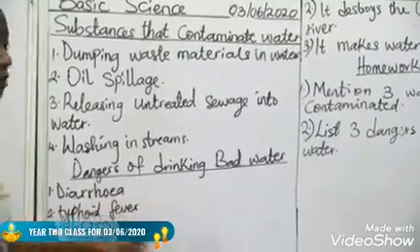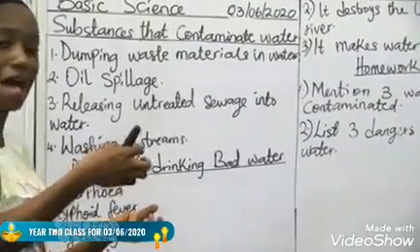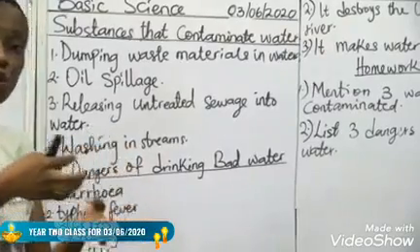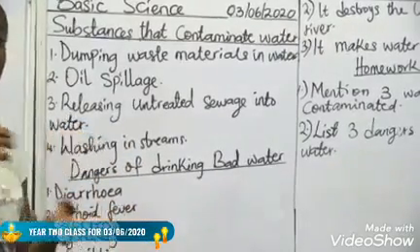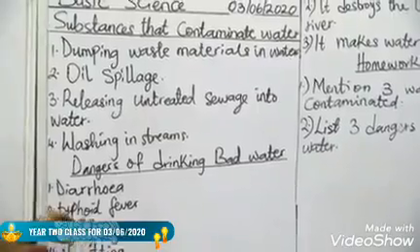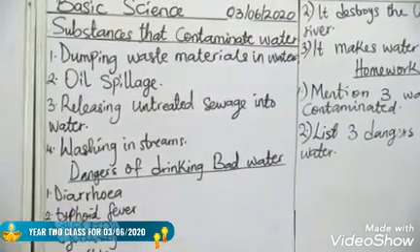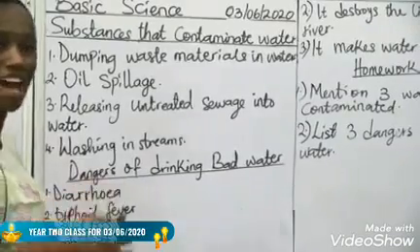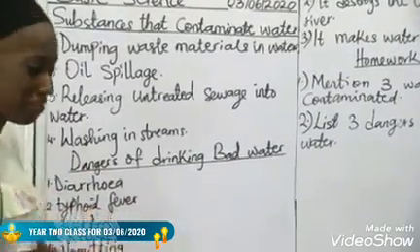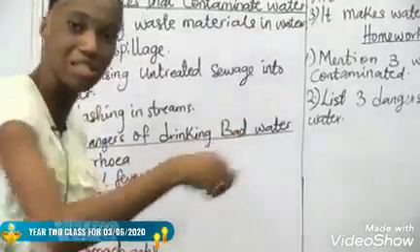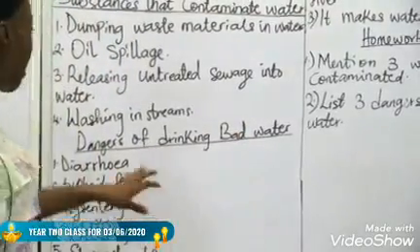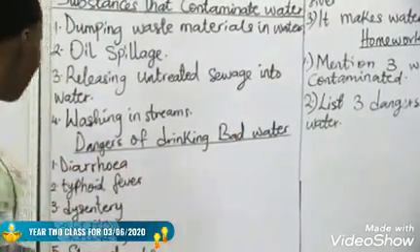Typhoid fever. Typhoid fever is when the person has eaten food or taken water contaminated by bacterial disease. The person will start having typhoid fever. Then dysentery. Number 3, dysentery. The person is having a bloody stool. If you see blood in the person's stool, that is a danger of drinking bad water.